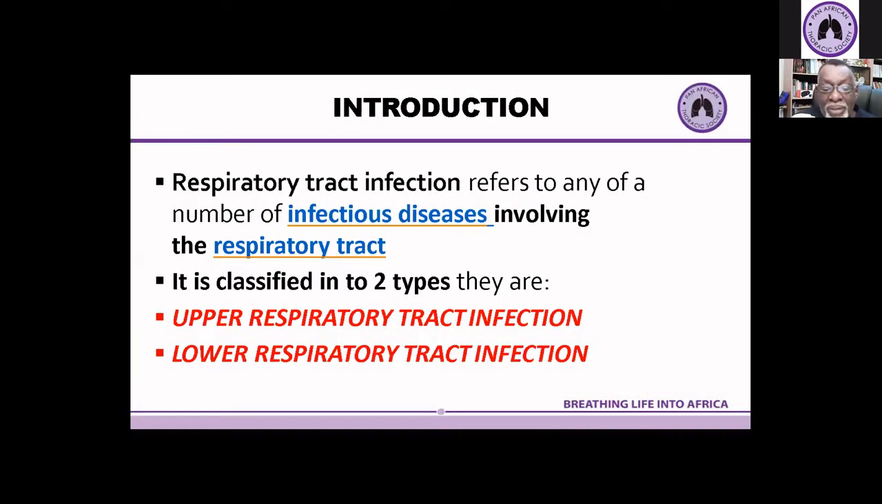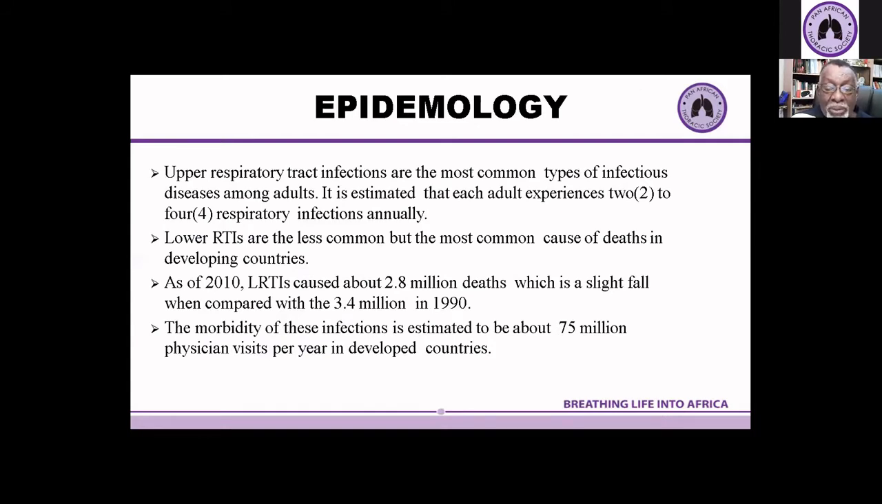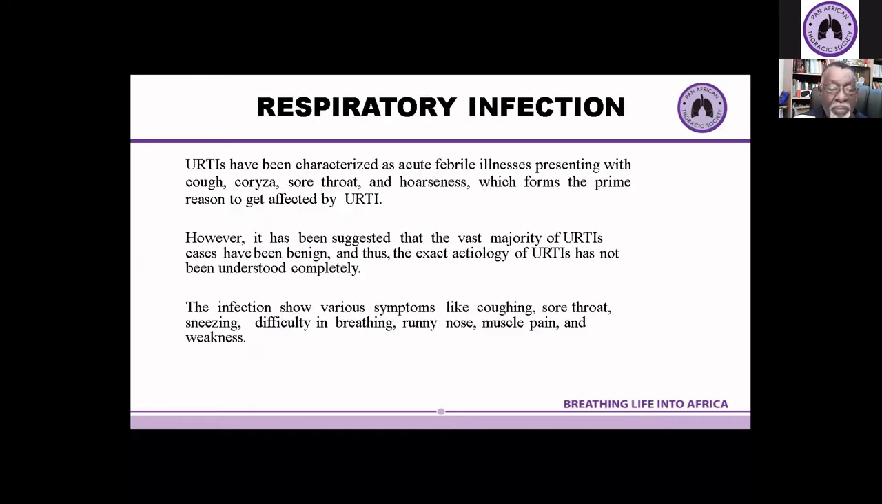Respiratory tract infection involves two parts of the respiratory tract, the upper and the lower respiratory tract. It's the most common type of infection encountered in medical practice, particularly in adults. It is estimated that each adult experiences at least 2 to 4 episodes of respiratory infection annually. Lower respiratory tract infections are less common, but are the most common cause of death and hospital admission all over the world. Mortality from these infections in the world is estimated to be over 75 million.